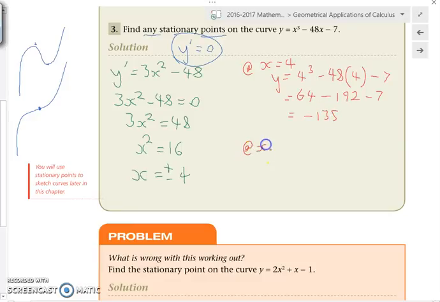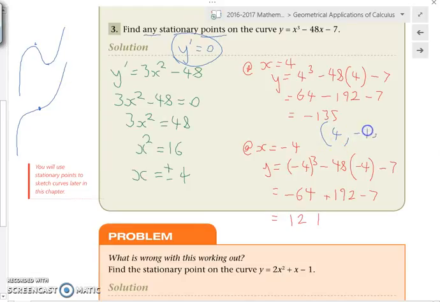Check me. I did that quick and I wasn't really thinking about it. Minus 4 cubed minus 48, and this is why I sub in brackets. Minus 48 is minus 192, so plus 192, minus 7, 128 minus 7. Does that look right? Yep. And there you go. There's your points.